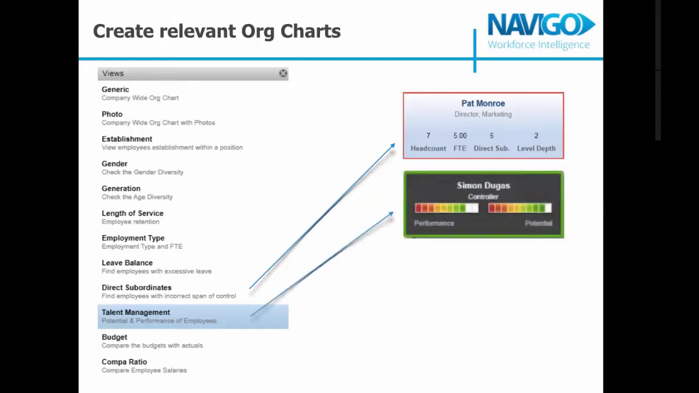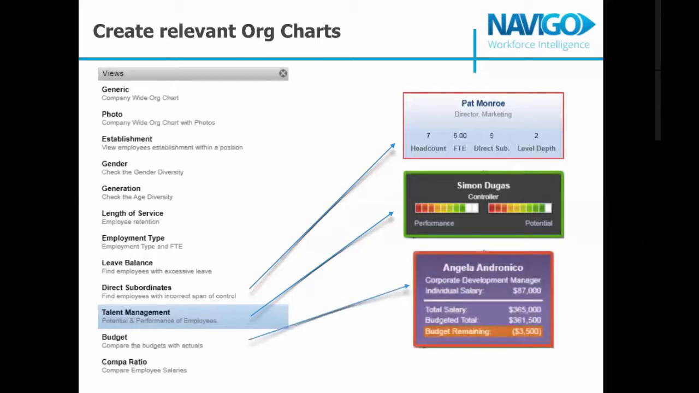The next view we would recommend is the talent management view. In this example, we are visualizing performance and potential ratings for our employees. We can also utilize visual alarms for high or low performers based on either their performance or potential scores, or a combination of both. And lastly, the budget view. This view gives us individual and team actual versus budgeted salary information. This view can be handy if we have budget constraints associated with our plan.